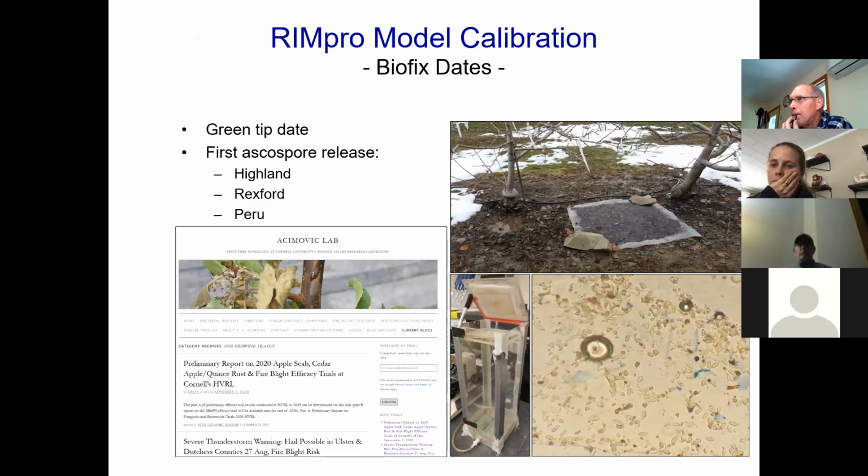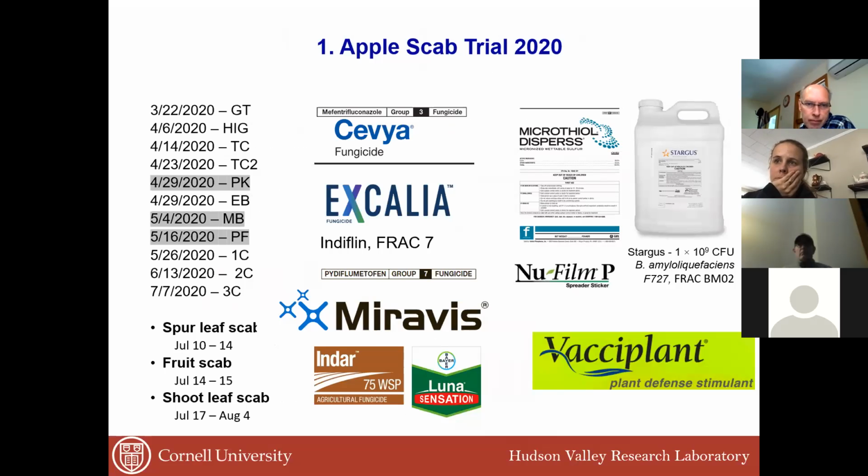We monitor scab leaf litter and detect when the first ascospores occur, so that these dates can be used as biofix dates in the RIMpro model, so that the model can be calibrated correctly along with the green tip date. And that seems to be very important. Now I'm going to show you some data on the apple scab trial that we did this year. On the left side, you can see the dates and the growth stages when we applied these different fungicides.